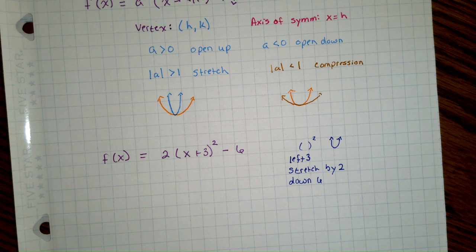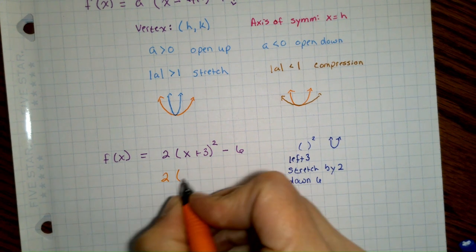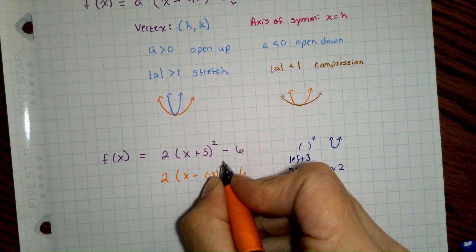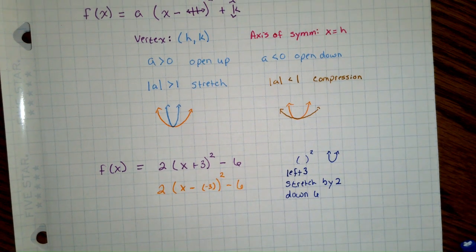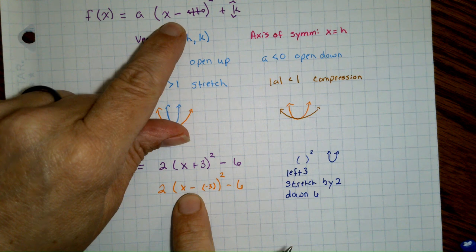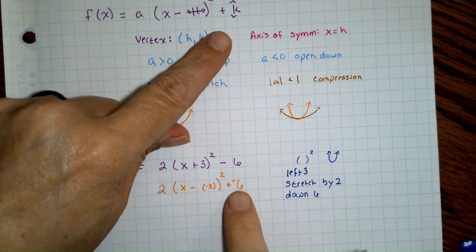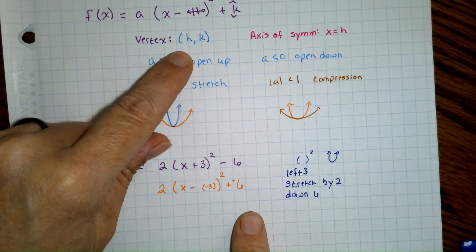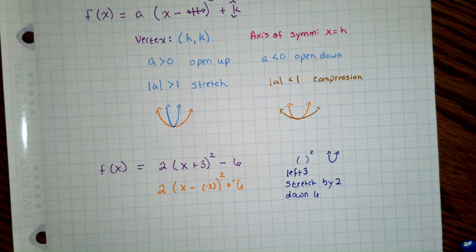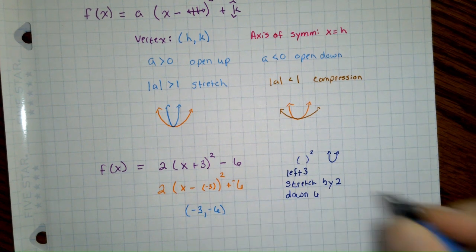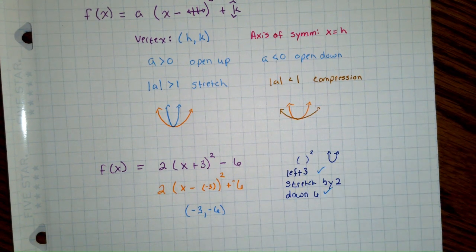Now, if you do not remember watching that video, or you skipped it, or it's just lost from your brain right now, I'm going to rewrite this function. Now it looks like the format that I have written above, where we have x minus, just like we had x minus. So our h value is -3, and our k value is -6. So our vertex is (h, k), or left 3, down 6.